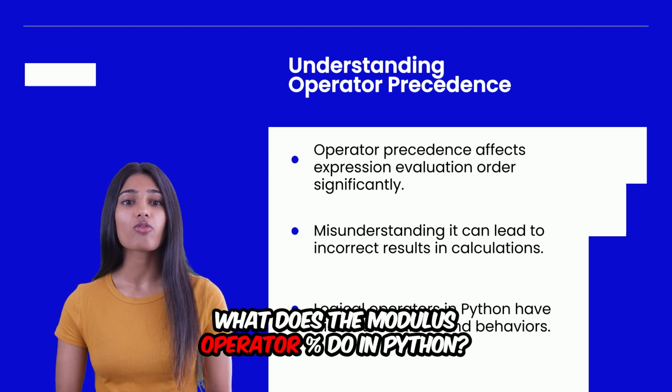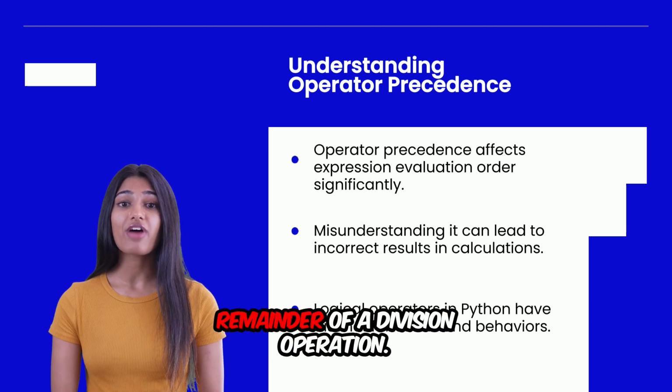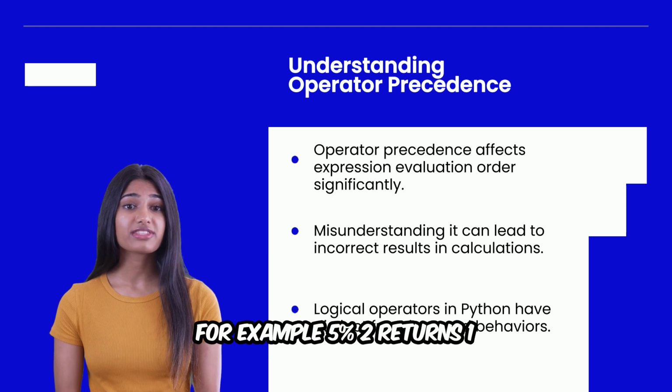What does the modulus operator % do in Python? The modulus operator returns the remainder of a division operation. For example, 5 % 2 returns 1.